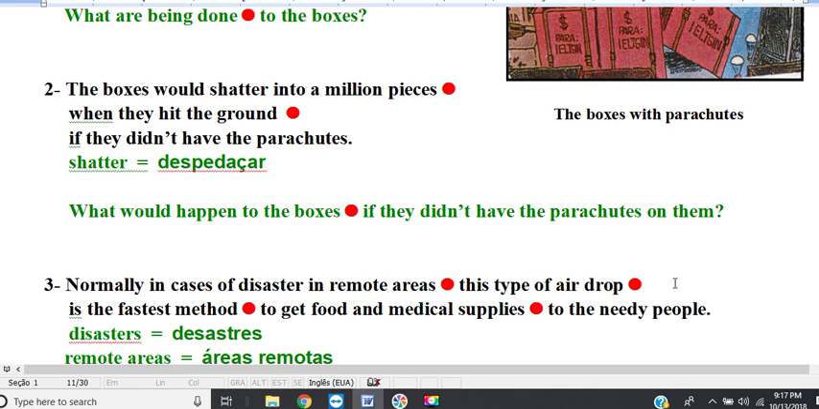Question. What would happen to the boxes if they didn't have parachutes on them? The boxes would shatter into a million pieces when they hit the ground if they didn't have parachutes on them.